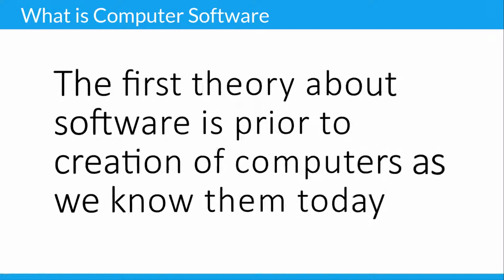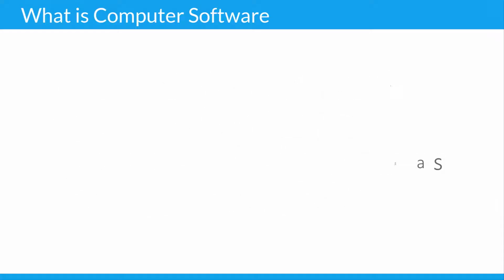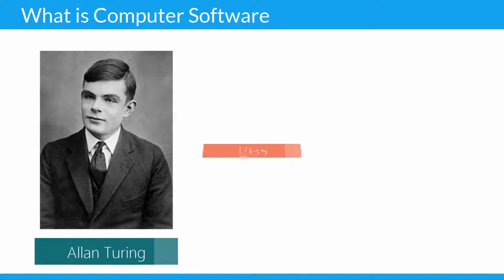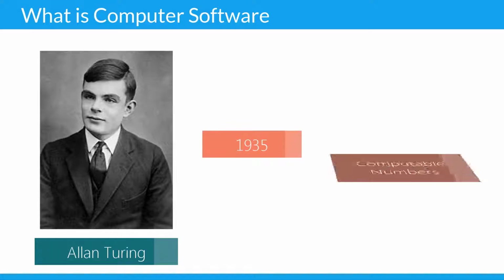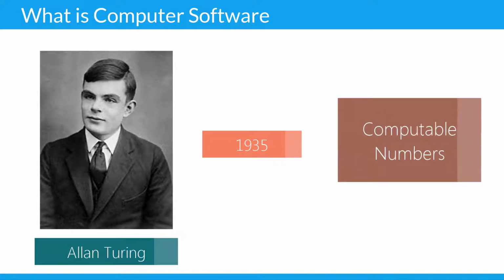The first theory about software is prior to creation of computers as we know them today and was proposed by Alan Turing in his 1935 essay Computable Numbers with an Application to the Entscheidungsproblem, decision problem.